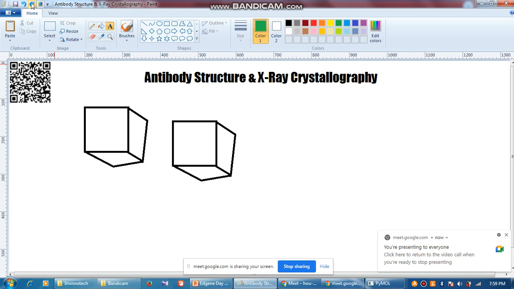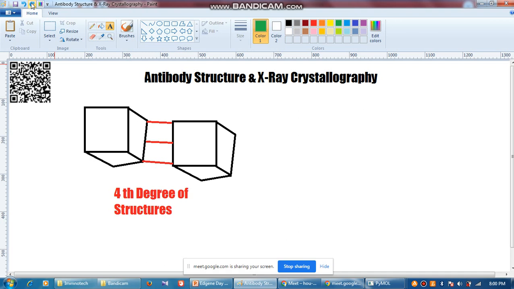Quaternary structure looks like this, where there are multiple three-dimensional domains on the same protein, and in between them there are some interactions. On the basis of these interactions, the antibody molecule, which is produced from B lymphocytes, has a higher order of structure. These higher order structures are also known as fourth degree of structure.